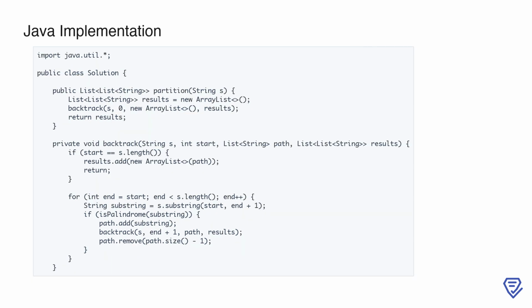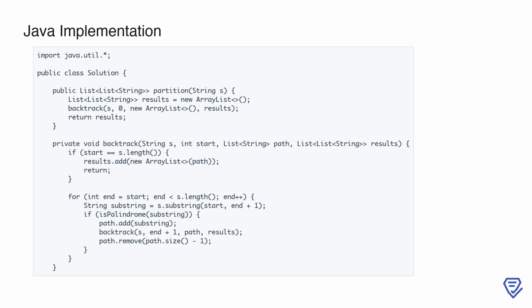Here, we have the Java implementation of the palindrome partitioning problem. We start by defining the partition method, which takes a string s as input and returns a list of lists containing all possible palindrome partitions. To achieve this, we initialize a results list to store our final partitions and call the helper method backtrack. The backtrack method is designed to explore all potential partitions using recursion. It accepts the string s, a starting index, a temporary list path to store the current partition, and the results list to store the final valid partitions.